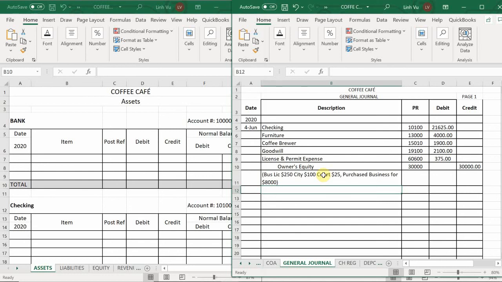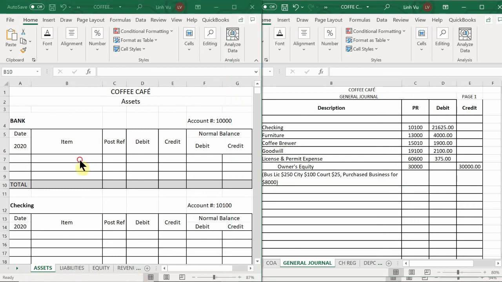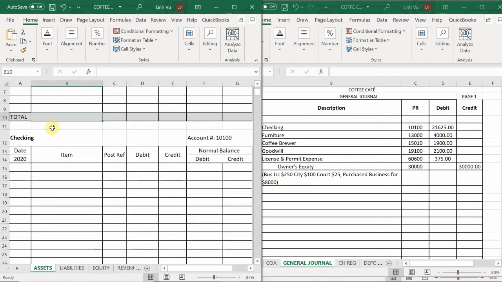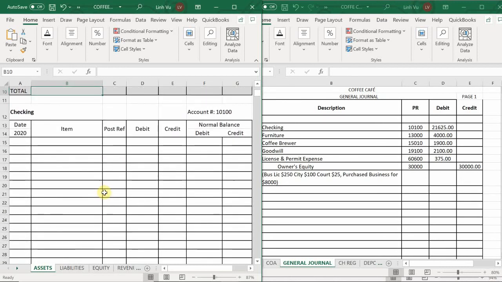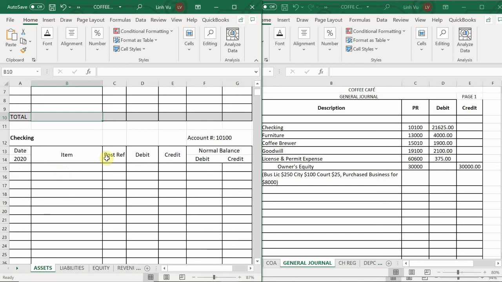So in this case, I want you to go through each account and place it in here. My very first account that I have in my journal is my checking account. Once again, they're organized based on account type. So my very first one that I should see is my bank, which right under that is going to be my checking account. And exactly how you see it in your journal, you're going to put it into your ledger.